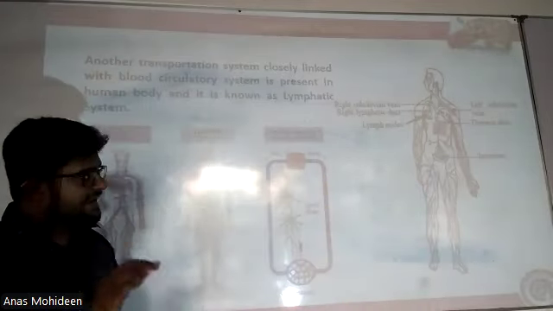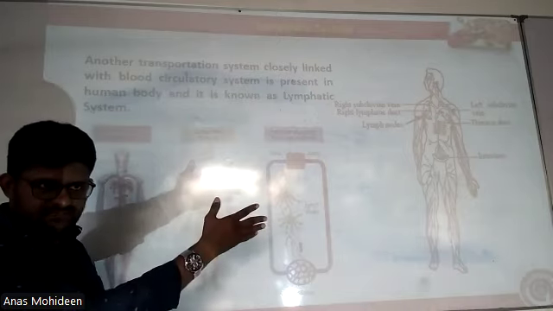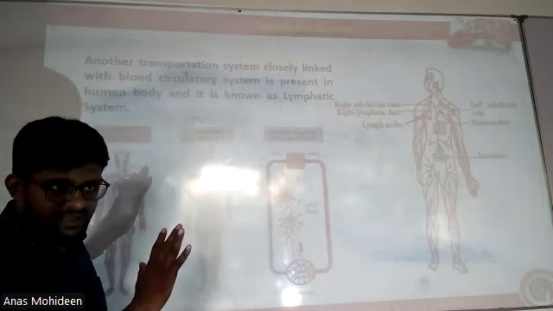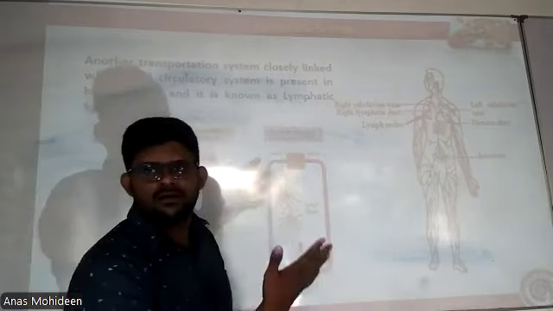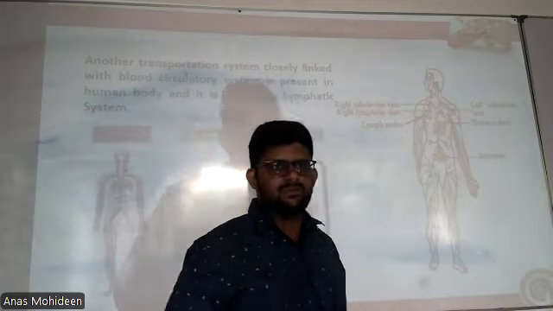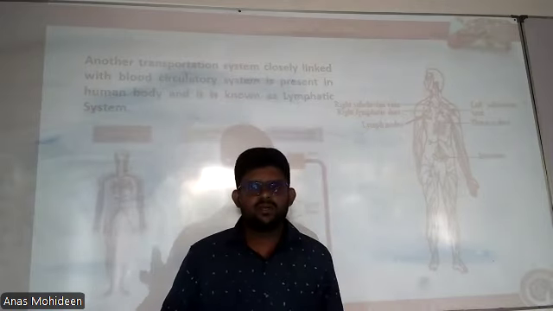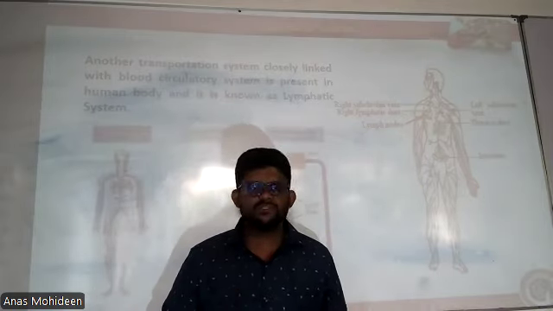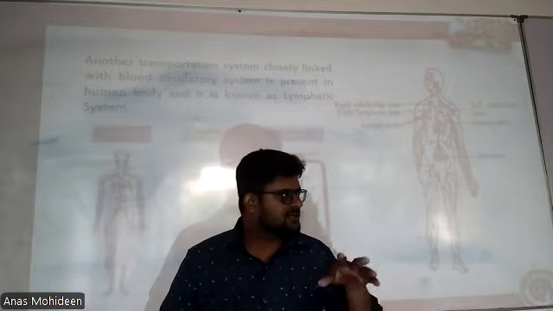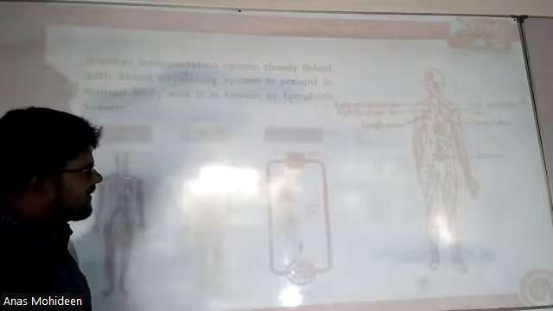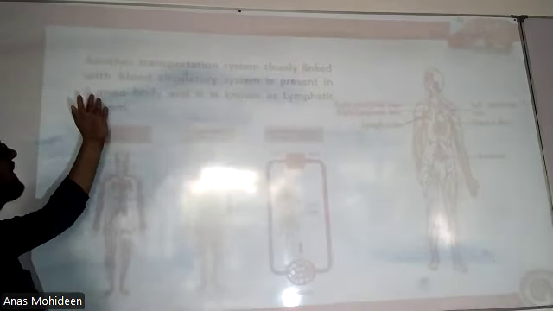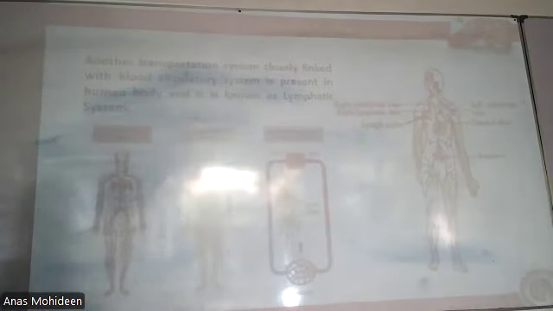Is that clear? So the major function of the lymphatic system is maintaining the fluid balance, plus protecting from strange organisms. Microorganisms can enter, so protection against these strange microorganisms is given by the lymphatic system. Okay, how does it work? Look at this. Another transporting system closely linked with the blood circulatory system is present in the human body, and it is known as the lymphatic system.